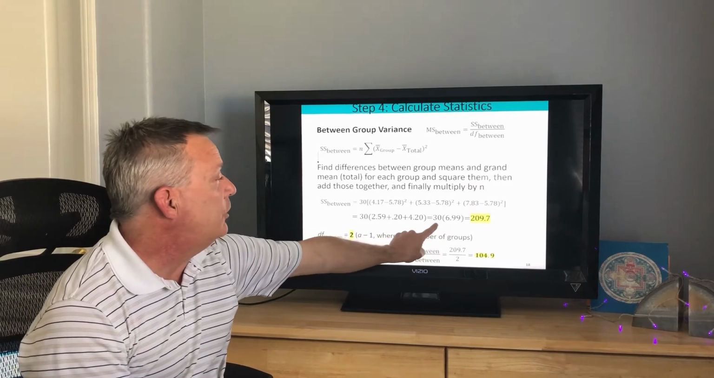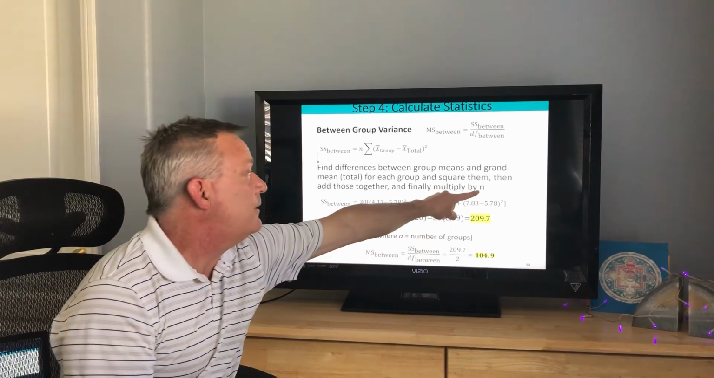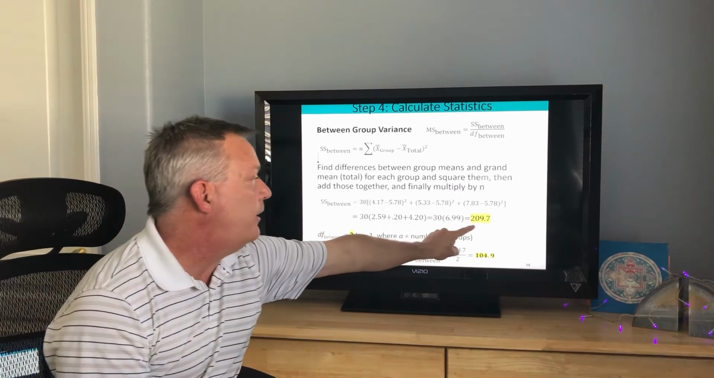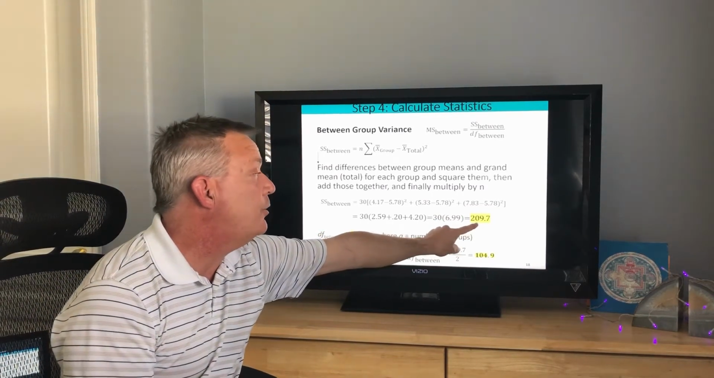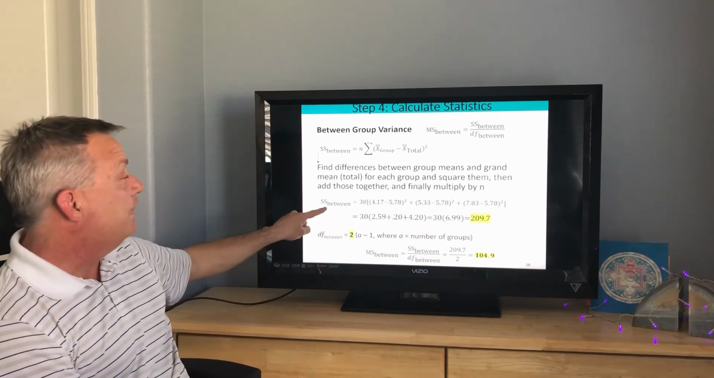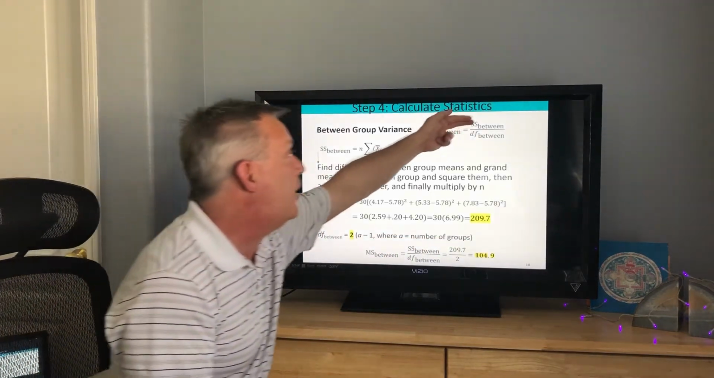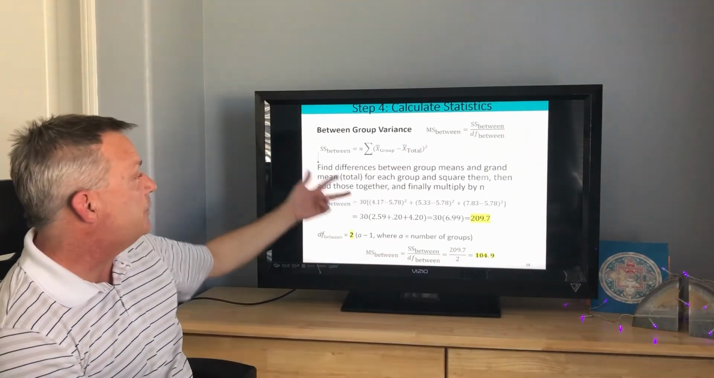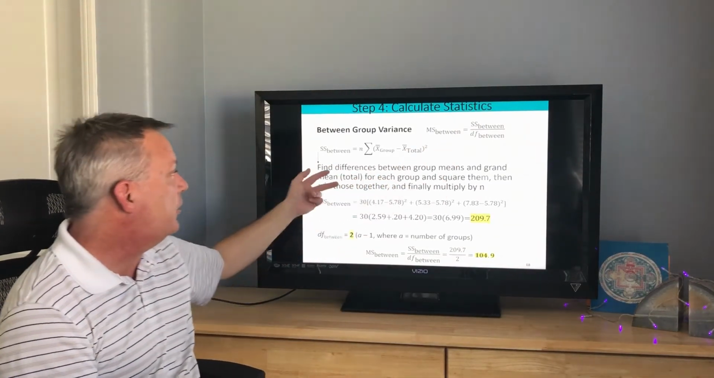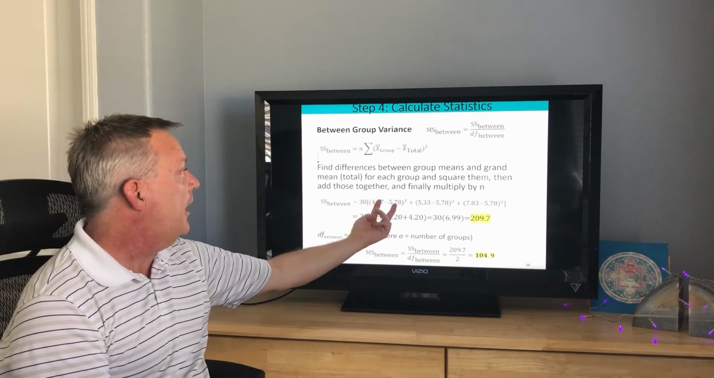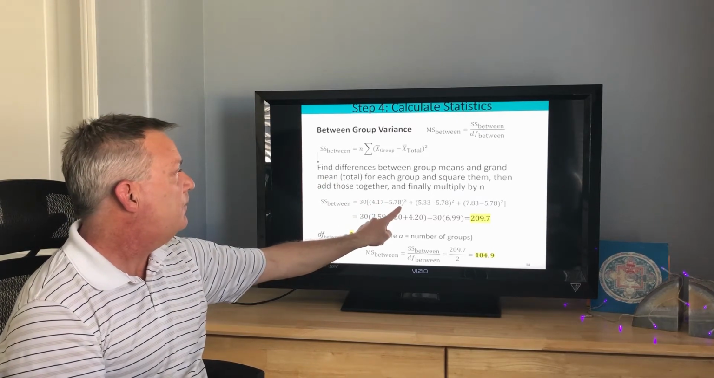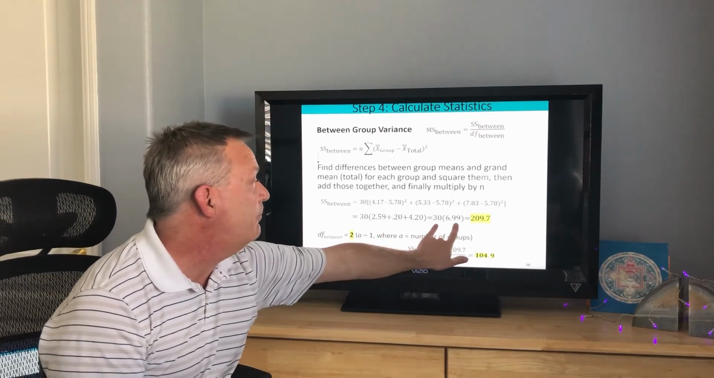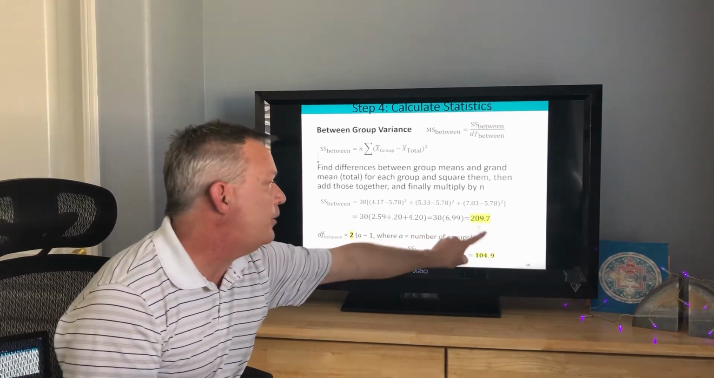And then you're going to finally multiply them by the sample size, which is 30. So 30 times 6.99 is 209.7 for the sum of squares between, that top numerator value for the mean square between. Essentially, find the difference between the group means and the grand total mean for each group, then square them, then add those together, and then finally multiply by n, and that gives you that top value.